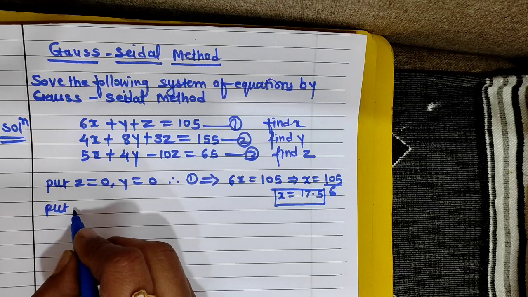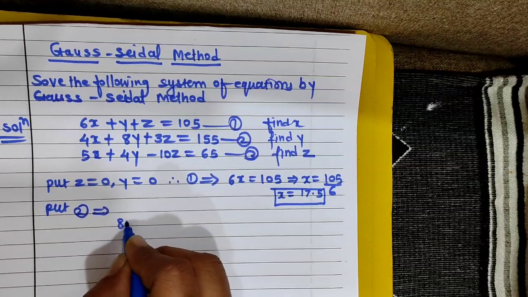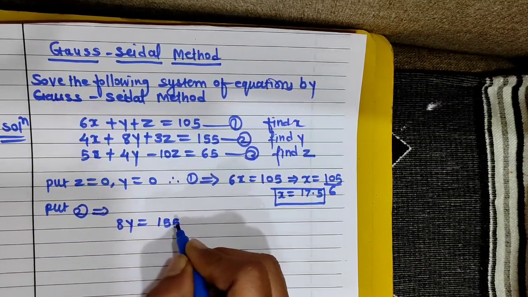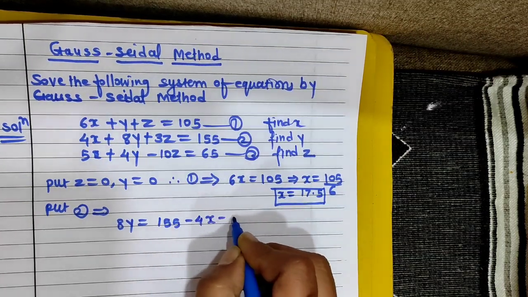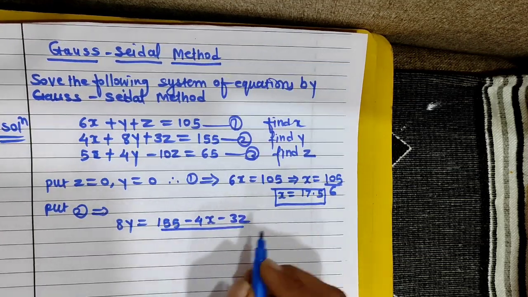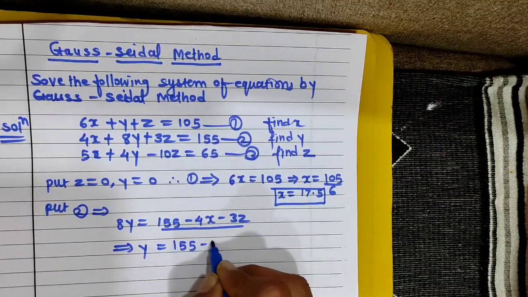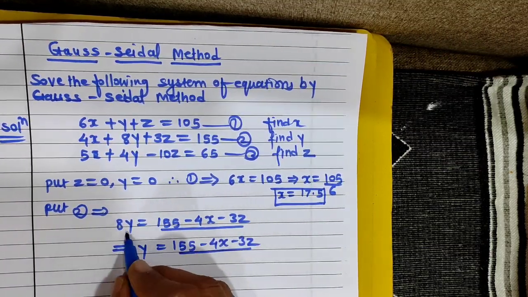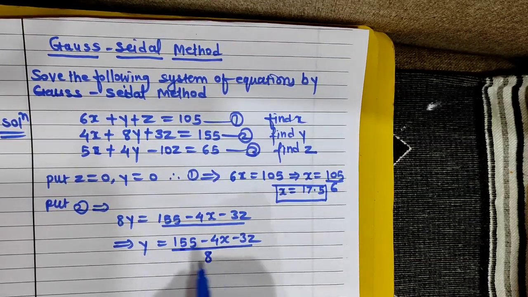Equation number 2 implies 8y equals 155 minus 4x minus 3z. So this implies that y equal to 155 minus 4x minus 3z upon 8. The 8 goes to the denominator. Okay, we are going to find out the value of y.